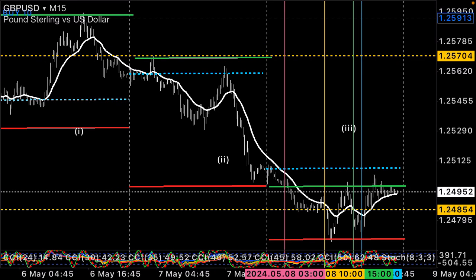So here we have day 1, day 2, day 3. The blue dotted line is the previous day's closing price. The green lines are the high of the day, and the red lines are the day lows.